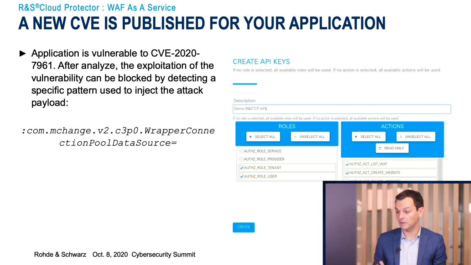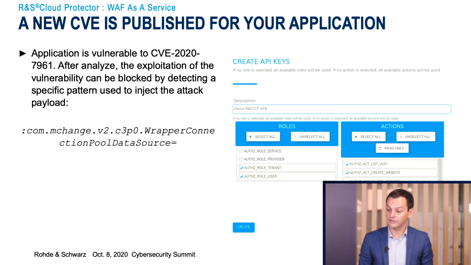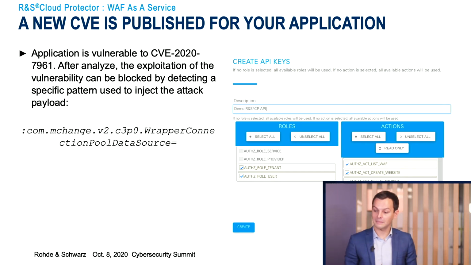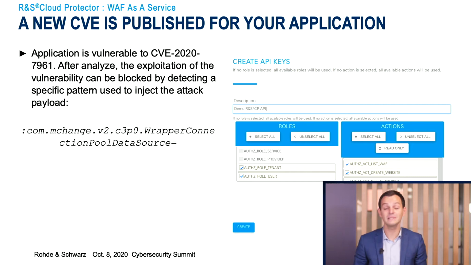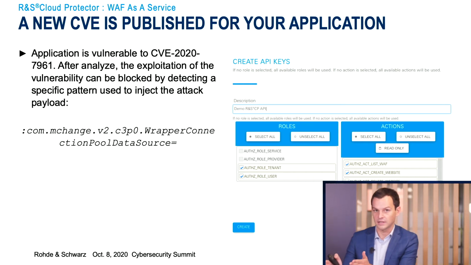So now let's go deeper in this specific use case. Finding specific patterns to block it sometimes is difficult. Rohde & Schwarz experts can help to get the correct pattern to configure. Just open a support ticket. For this example, the application is vulnerable to the CVE 2020-7961. After analysis, the exploitation of the vulnerability can be blocked by detecting a specific pattern used to inject the attack payload, as you can see here.